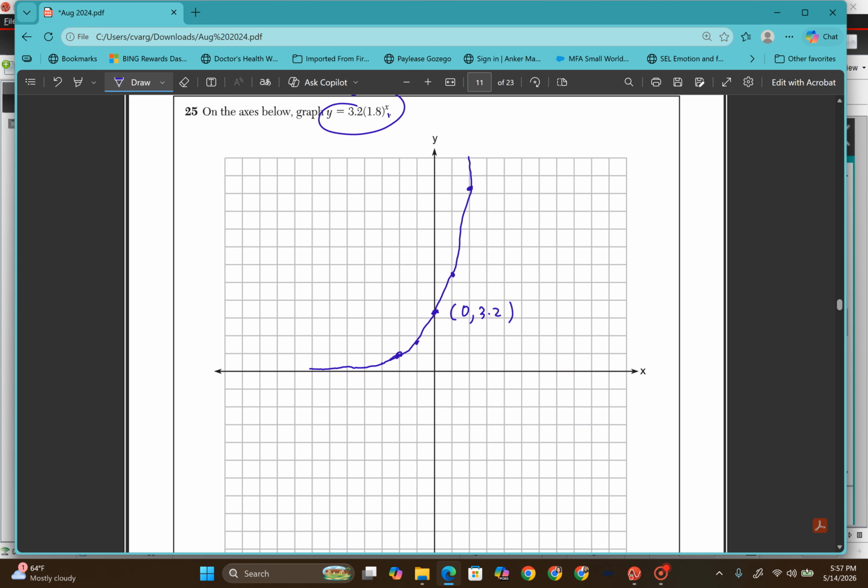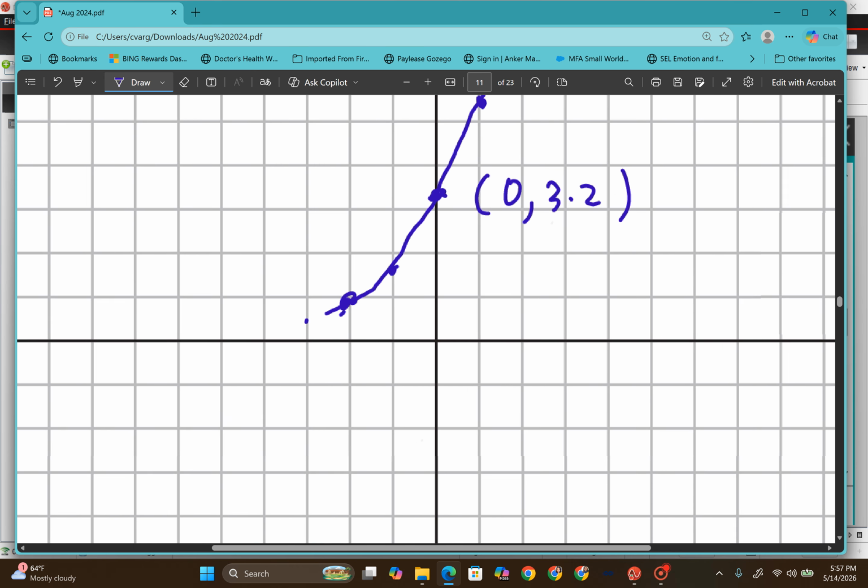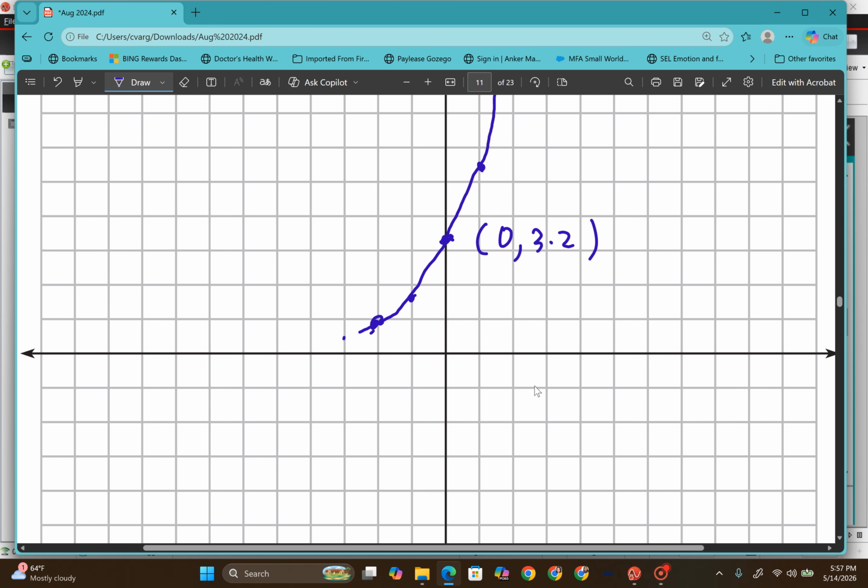Let me take this back. I need to make sure that whoever's grading me knows I know that the x-axis is an asymptote. So I am not touching that x-axis. You see what I'm doing? Let's try that again. Make it a little bit bigger, right? And I'm going to go like that. I'm not going to touch the x-axis, and I'm going to make my line, okay?